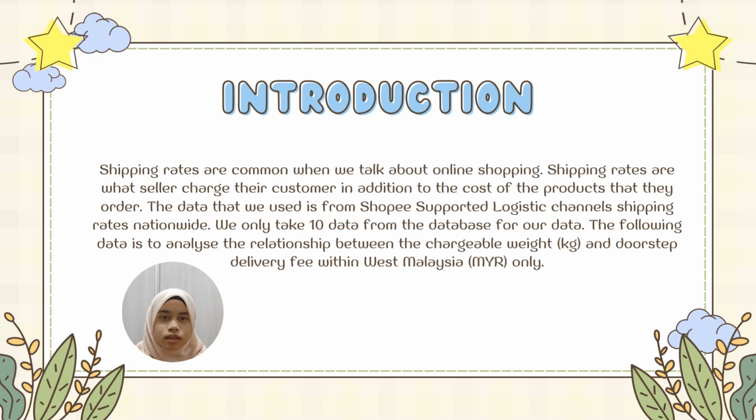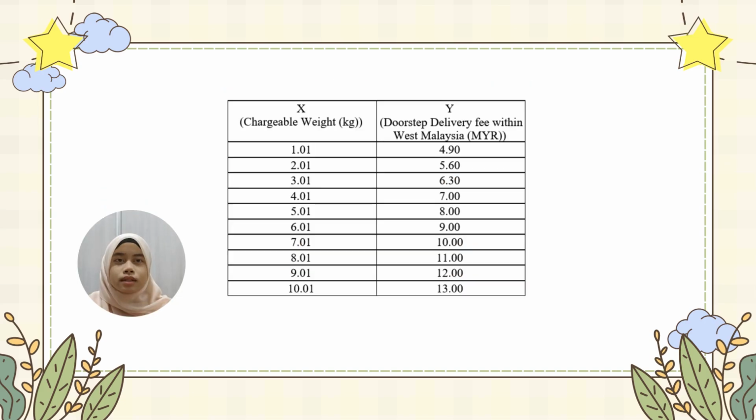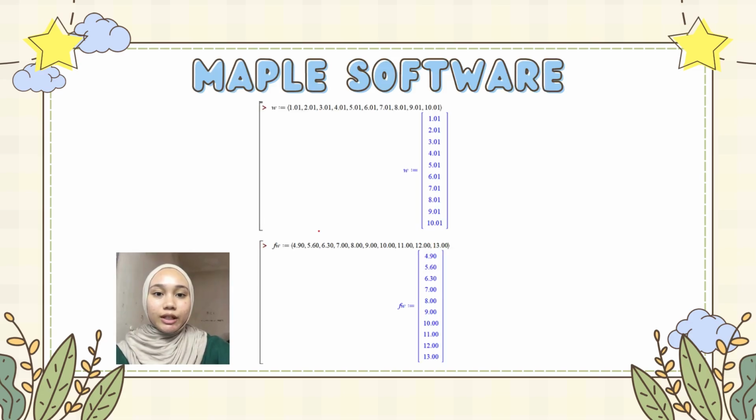We want to analyze the relationship between chargeable weight and doorstep delivery fee within West Malaysia. This is the data for the chargeable weight and doorstep delivery within West Malaysia. First, we define the data with 10 data points. W is weight and FW is shipping rates.